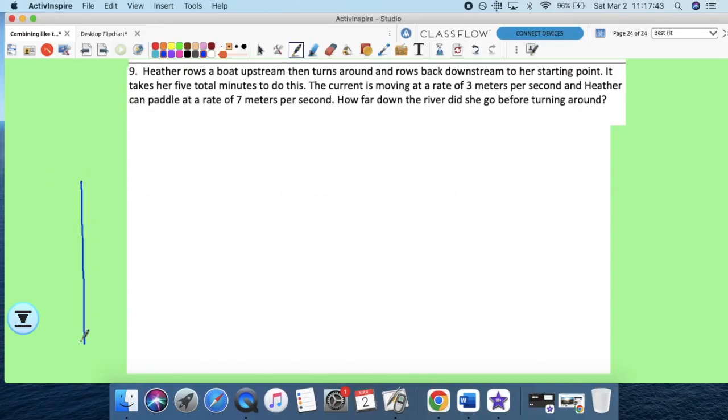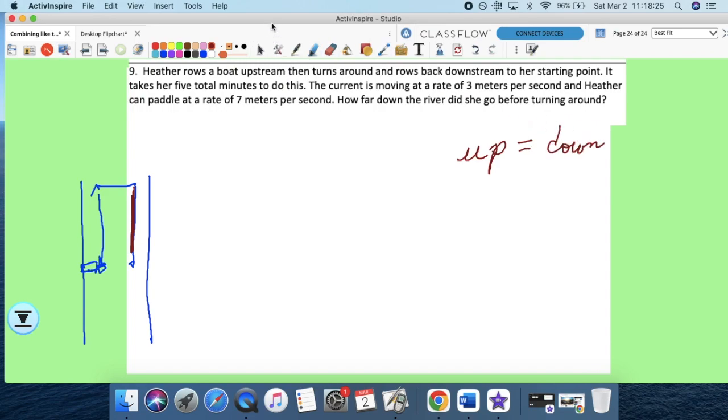Let me try drawing this again. Here's a river, and Heather is over here right now, on the dock. She's going to take the boat and go up the stream, and then she's going to turn around and go back to the dock. One thing we can tell right away is that this distance here, and let me change colors, and this distance, right? She's going to go up a certain distance, turn around, and bring the boat back to the same exact spot. So we know that the upstream distance is equal to the downstream distance.